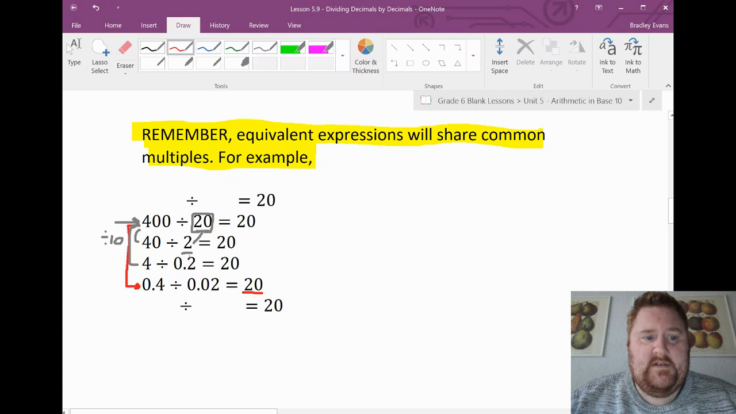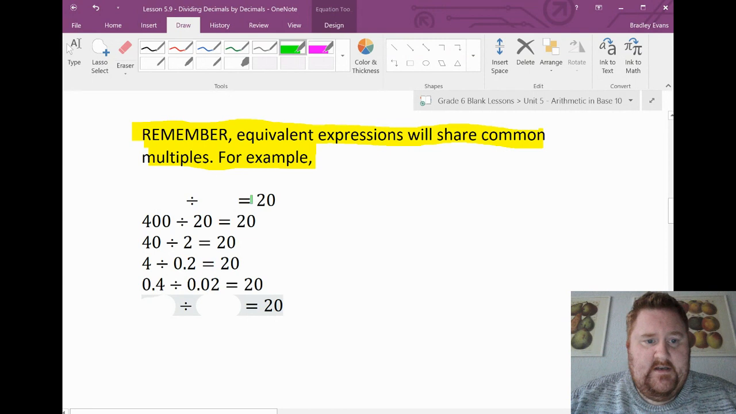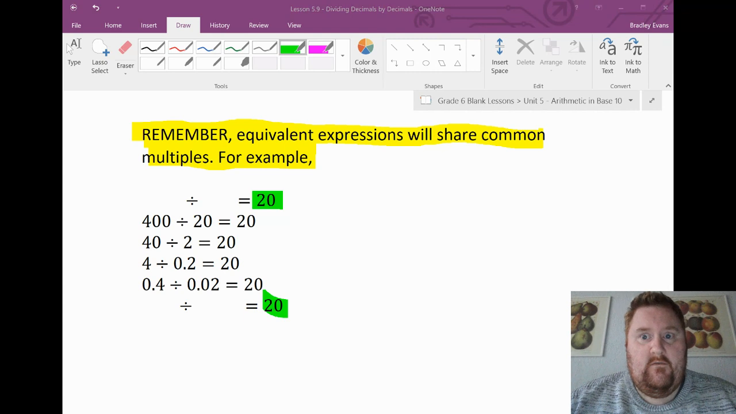I'd like you to pause here, and I would like you to fill in the missing digits that you can see on each of these expressions. This one here and this one here. There are some digits missing. Pause, and then I'll reveal the answer.